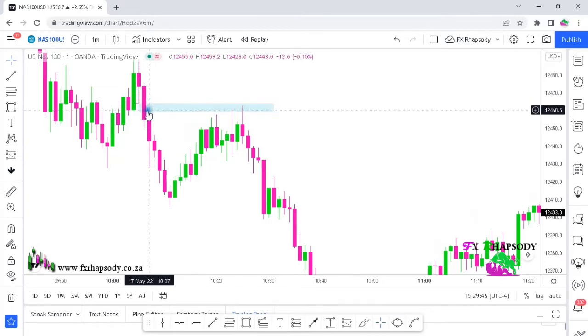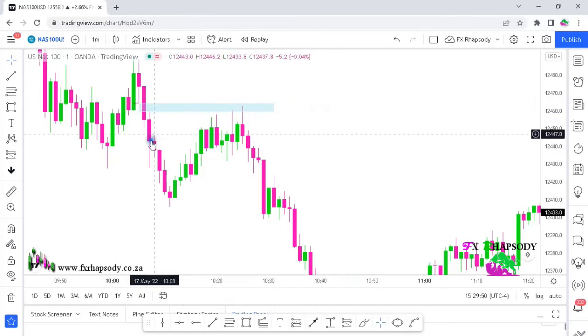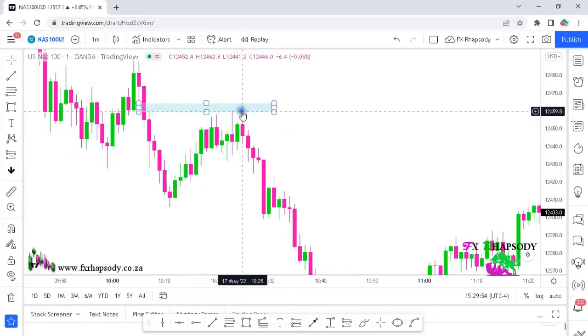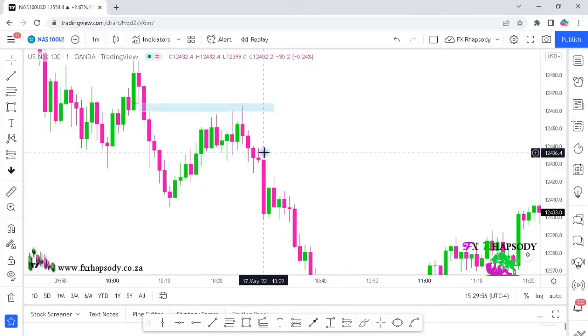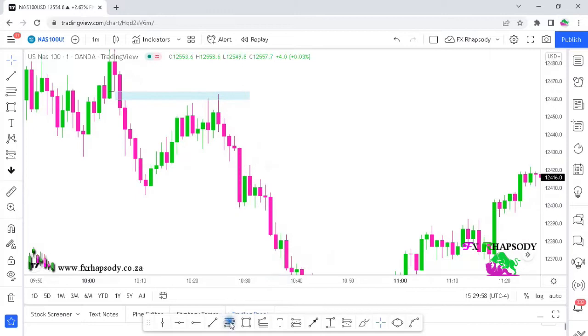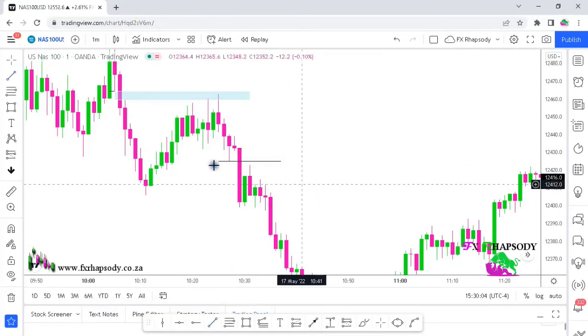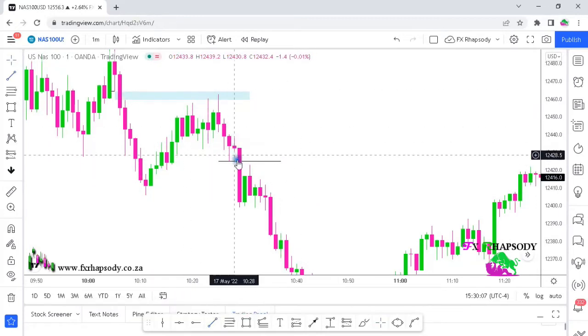You draw your fair value gap with your rectangle tool, pull it across, and just wait for price to come back and tap in that area, and that is where you place your order. Okay, another one was right about here. If you missed that first entry, it gave us a second one.